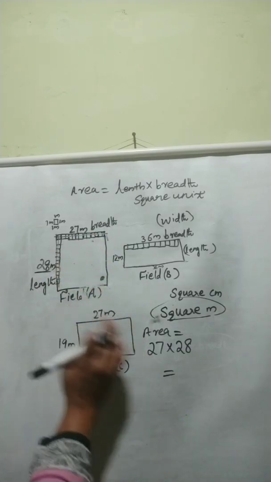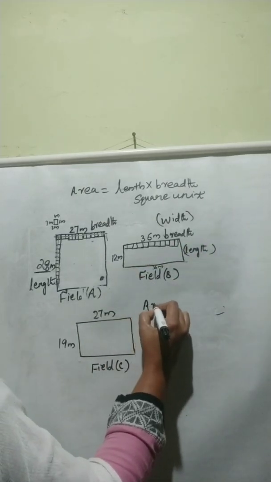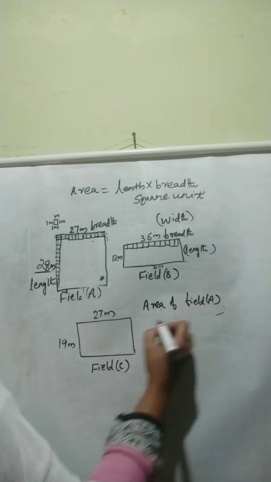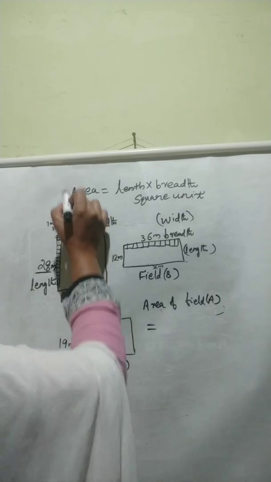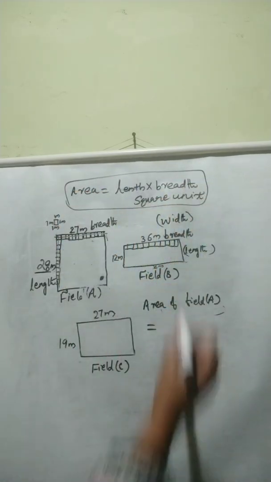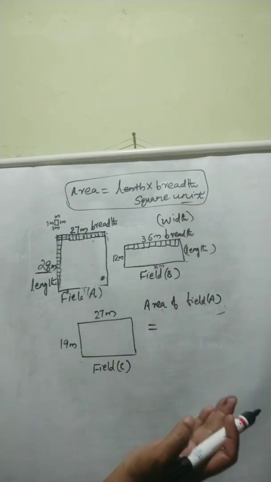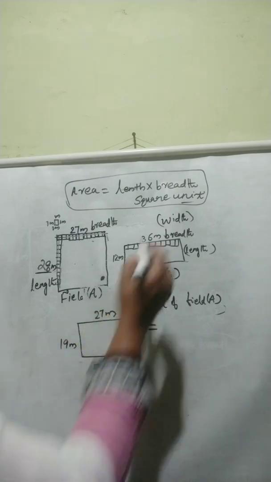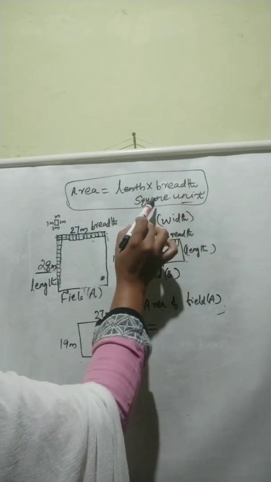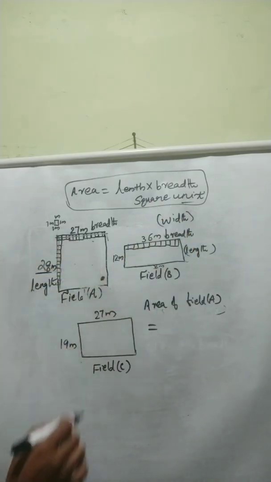First we can find the area of field A. How can we multiply? The equation is length into breadth, square unit. The unit may be meter, centimeter, or kilometer. Anyway, that much square will be there. It may be millimeter, so we can say square millimeter. How many squares can we draw there?